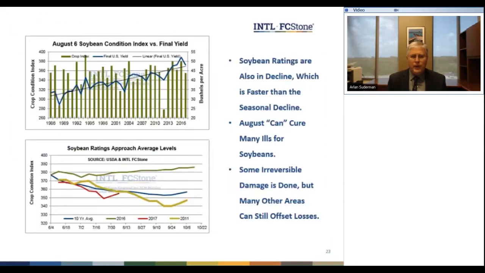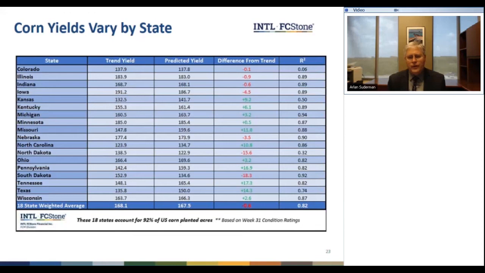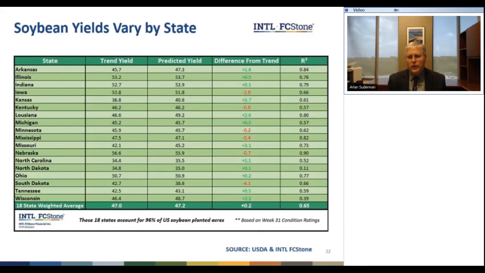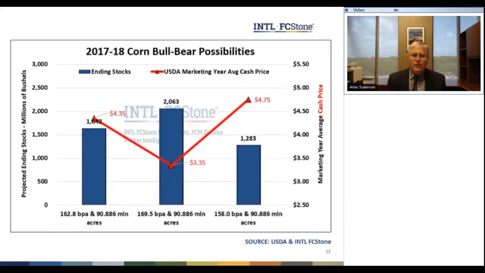And we see back up on the corn, of these 18 states, major producers, a state-weighted composite yield would be about 168. On soybeans, it'd be about 47. So here again, another surprise for us on USDA's number. So put it all in the balance sheet.